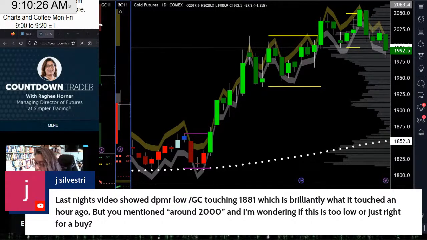All right. So then let's see. Yeah, I would say that zone is a little wider than just 2000. It's about a 20-point zone, which is well within typical volatility of gold. But yeah, I believe that's a viable move.